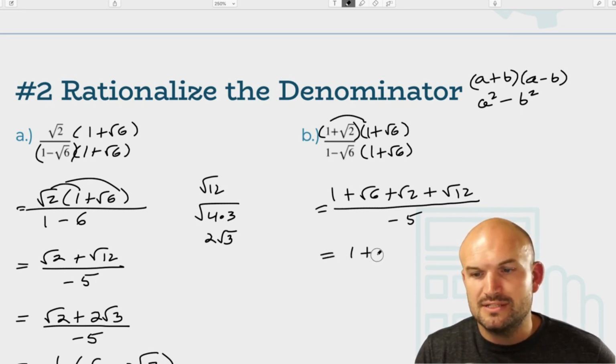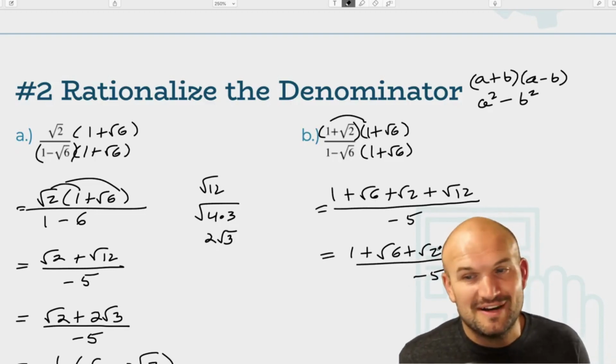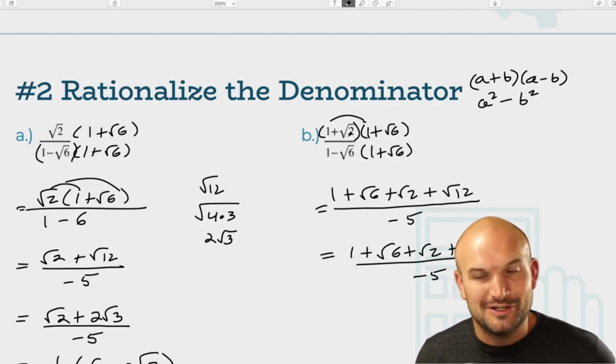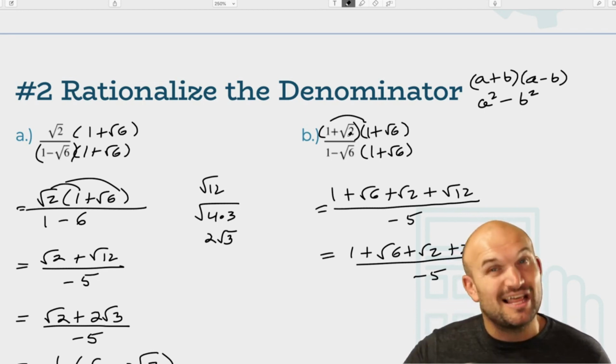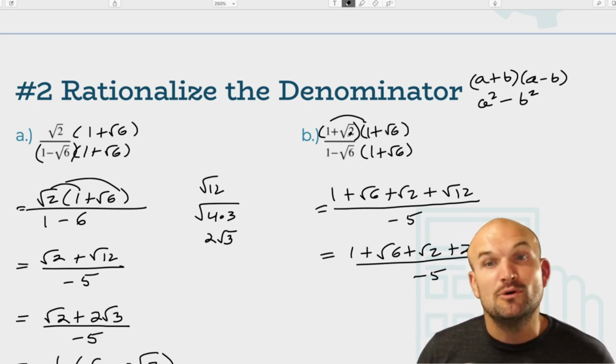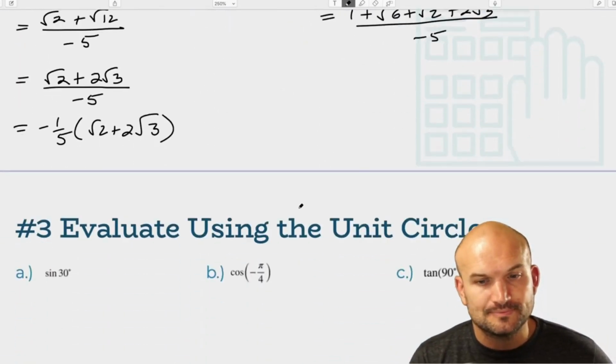And so we have 1 plus the square root of 6 plus the square root of 2 plus 2 square root of 3 all over -5. And you might say that does not look any more simplified than that problem, and I would have to agree with you. But again, the idea is just to understand this rationalizing the denominator because we will be using it in a couple different applications throughout the course.